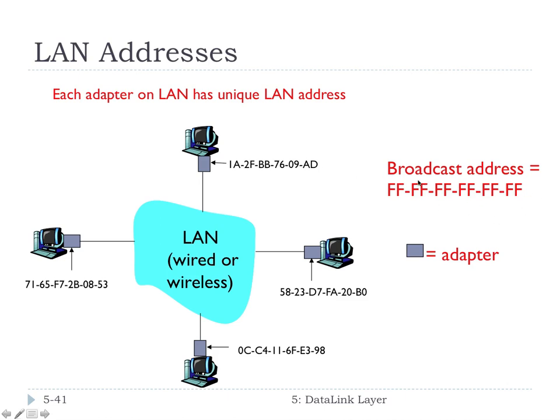They reserve all ones, which is all Fs, to be the broadcast address. So if you want to send a frame to every adapter, every NIC on your subnet, your LAN, you can broadcast it by sending it to that address, and everyone will receive the packet and process it. Sometimes you need to do that for certain kinds of messages, like if you're trying to find the IP address of somebody whose IP address you don't know. Everyone on that LAN will get that message.